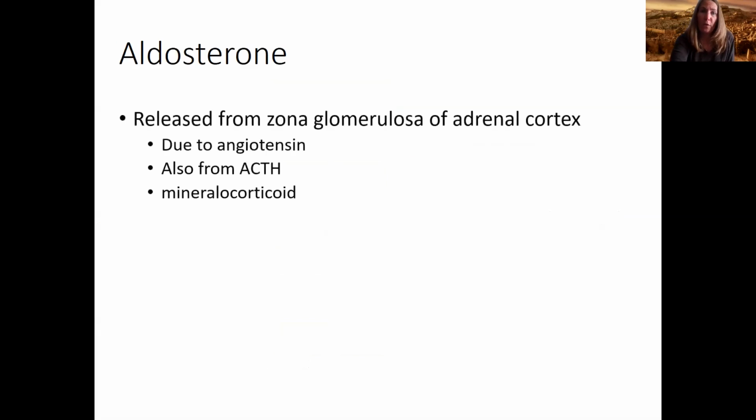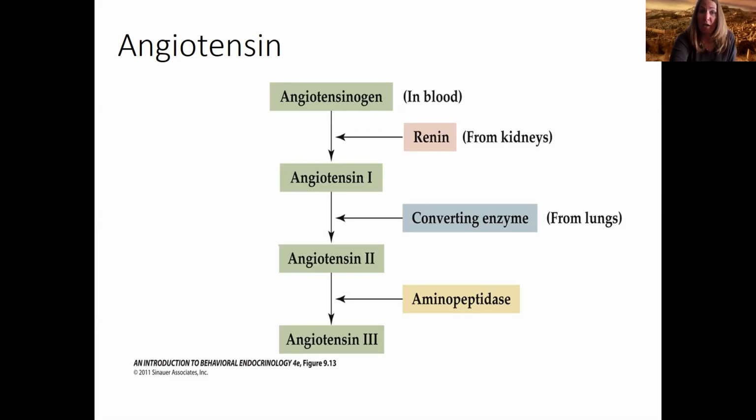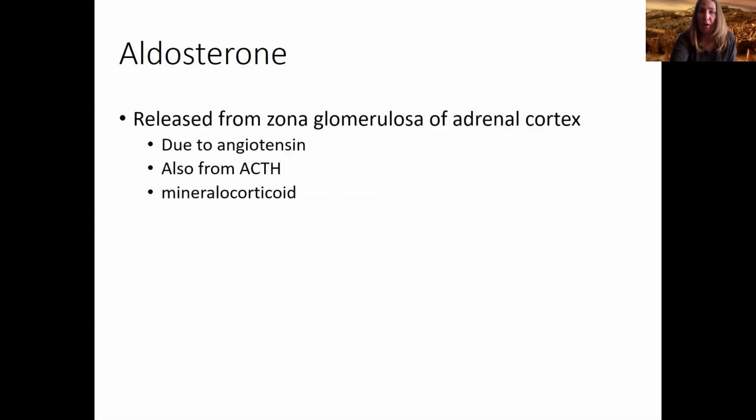Okay, a couple of things that angiotensin does: angiotensin tells the adrenal cortex to start releasing aldosterone. We've talked about aldosterone before. This is a steroid hormone, so it can cross in and out of your cell membranes. Remember, it comes from the zona glomerulosa of the adrenal cortex, and it's released because of angiotensin 2 and 3. It's also released in response to ACTH from the anterior pituitary.